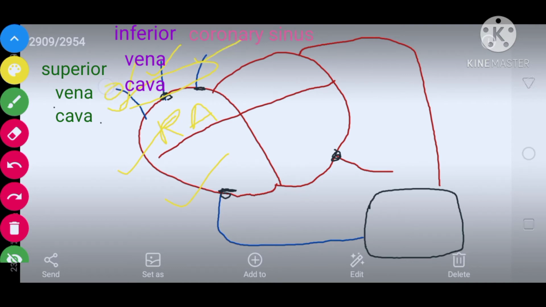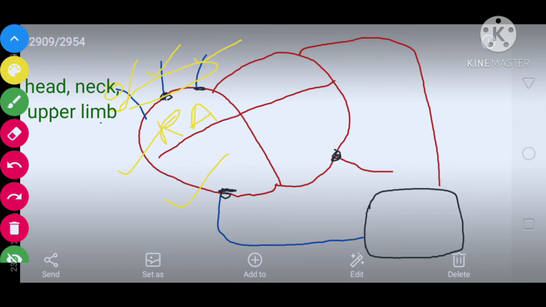The superior vena cava drains blood from your head, neck, and upper limb, that is basically from the upper regions of the body, and hence is named the superior vena cava. Similarly, the inferior vena cava drains blood from the lower regions of your body and is named the inferior vena cava. These lower regions include your abdomen and the lower limb, whereas the coronary sinus drains blood from different parts of your heart.